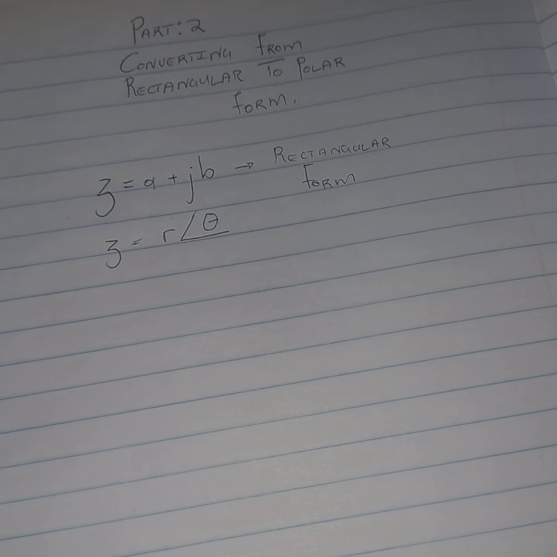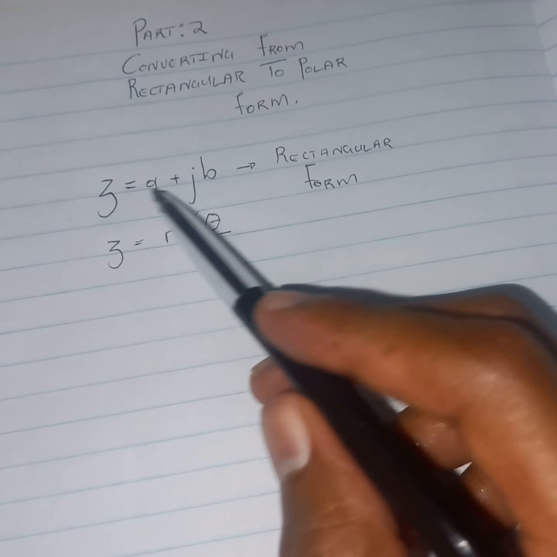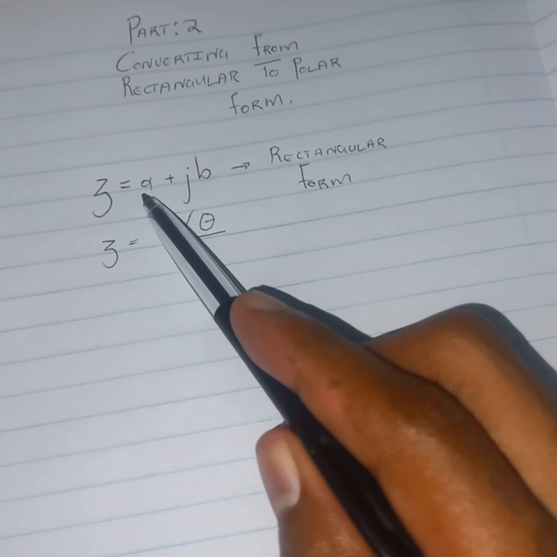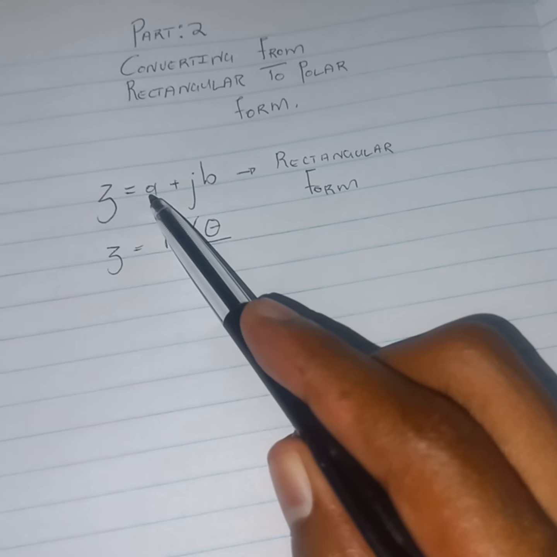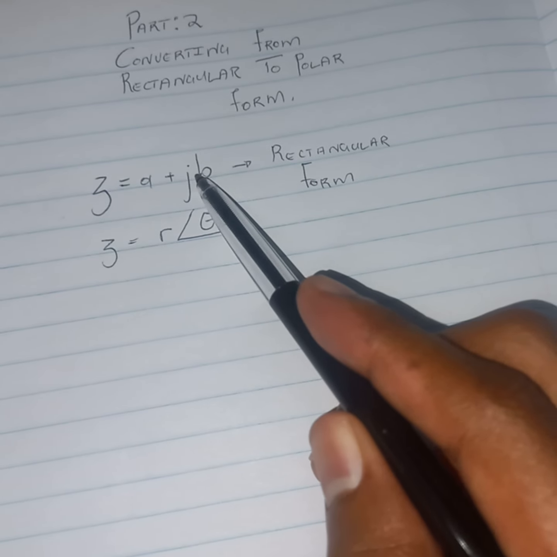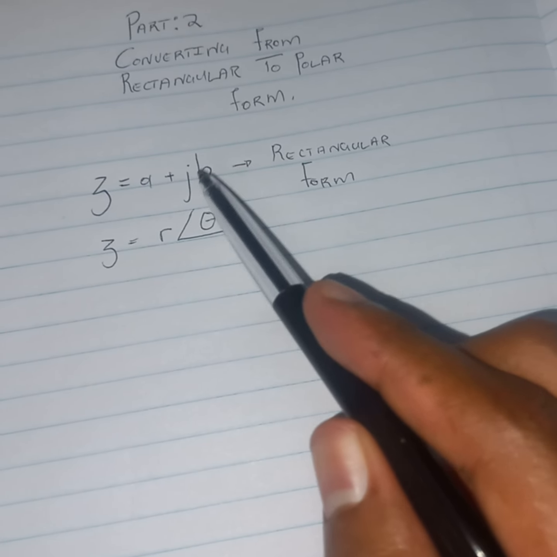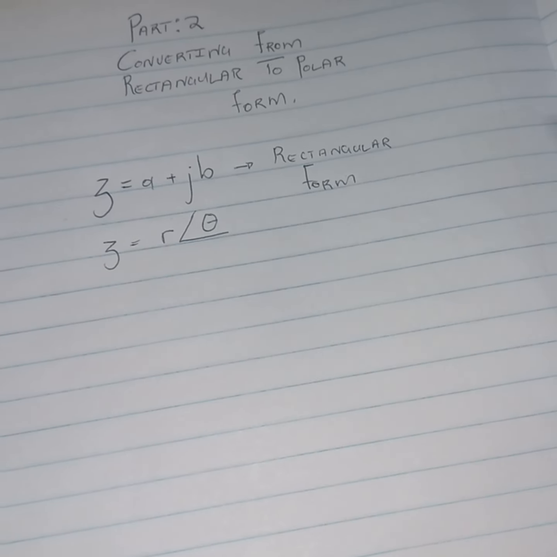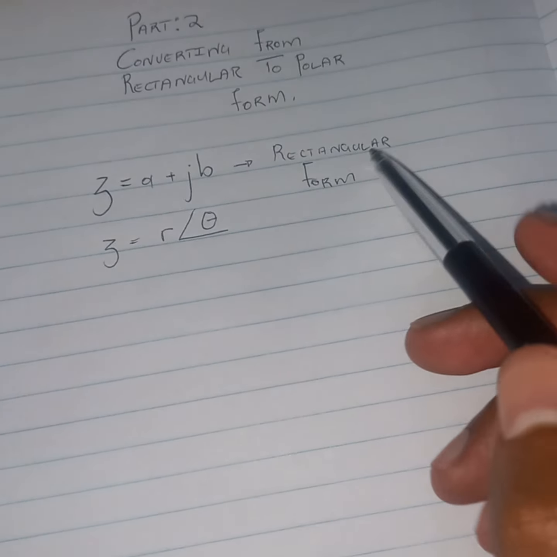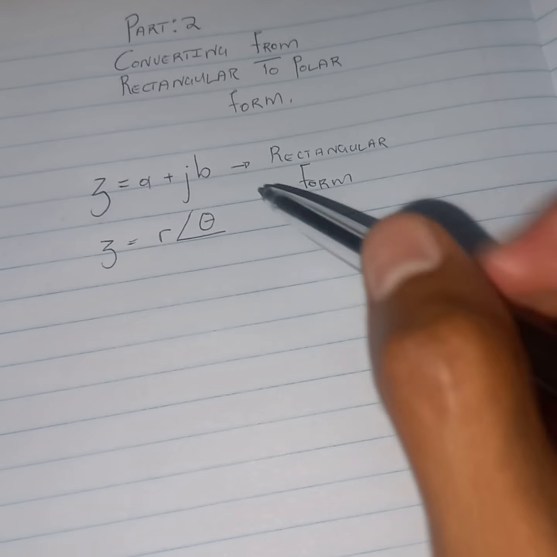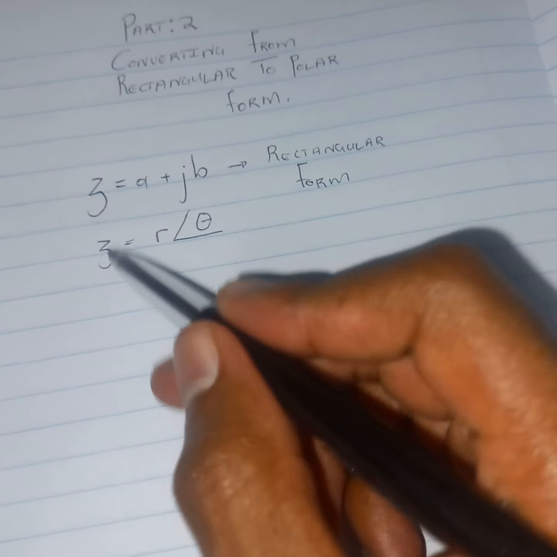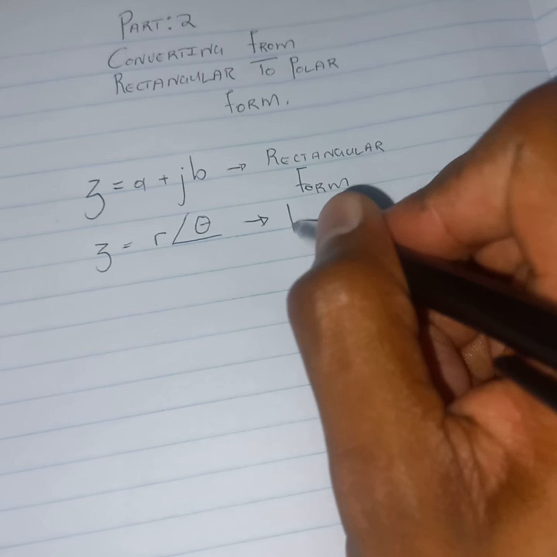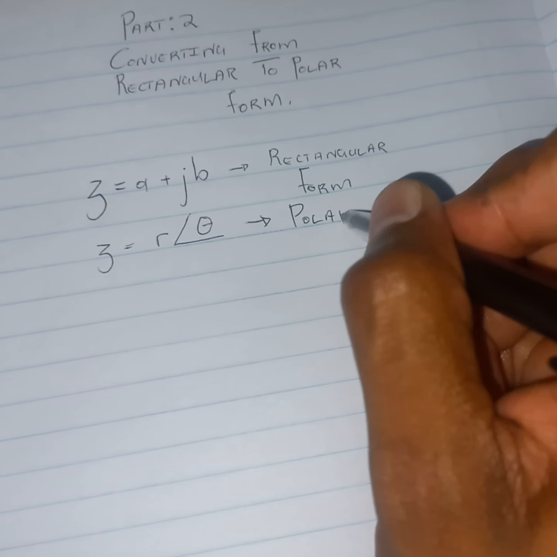So if we look at the general formula or equation for rectangular form, we have z equals a plus jb, where a represents the real number and jb represents the imaginary number, and the whole thing is called rectangular form. And since we're going to be converting from rectangular to polar, this is the general equation that we use for polar form. So this is a polar form.